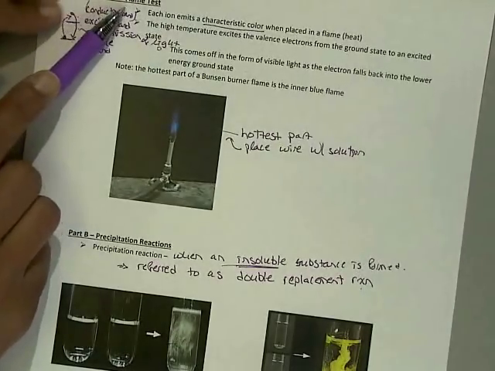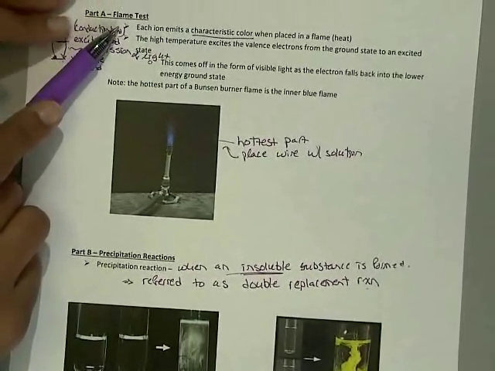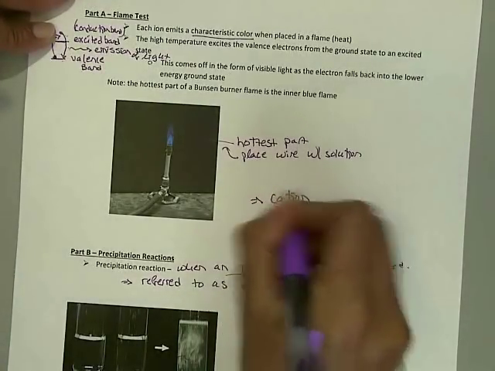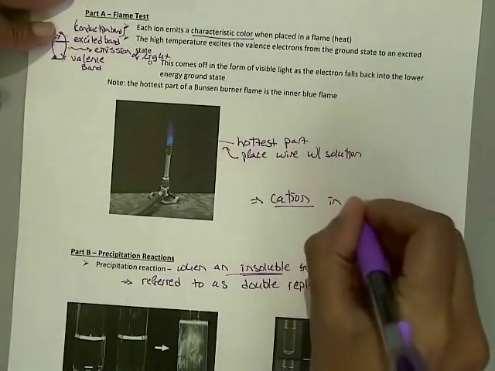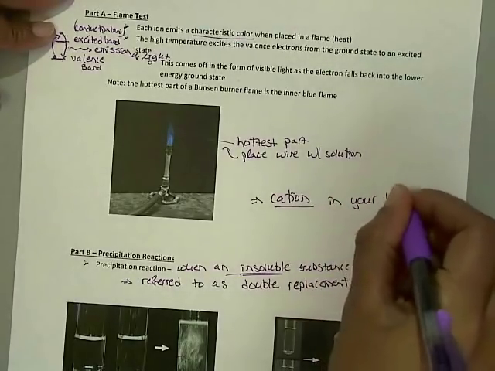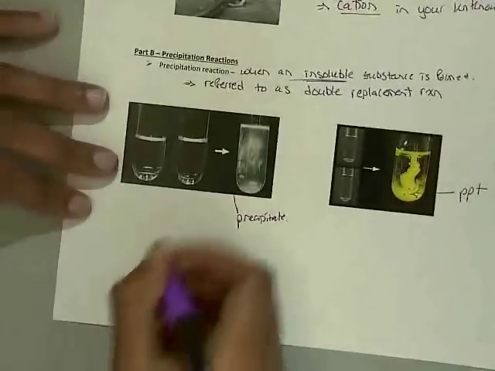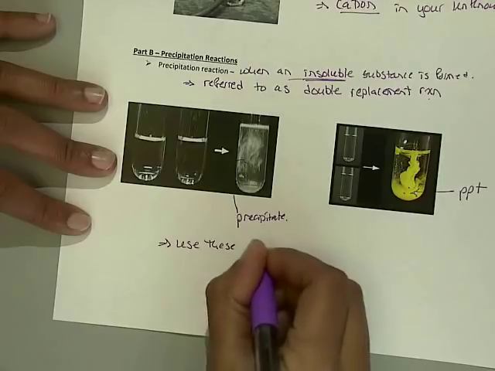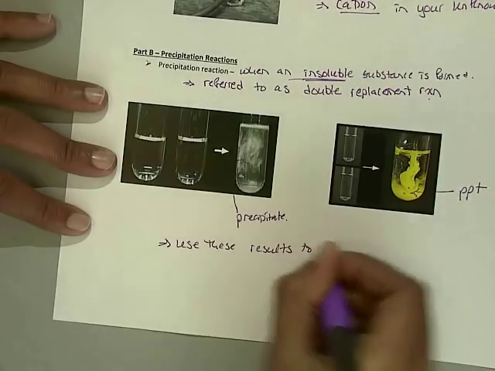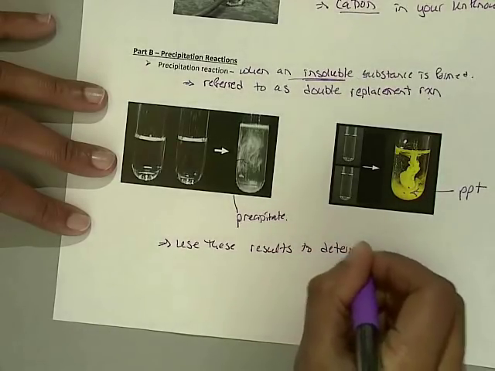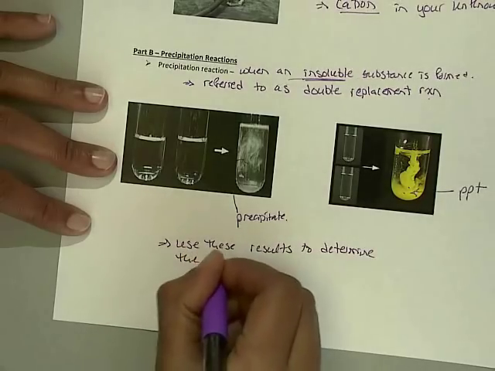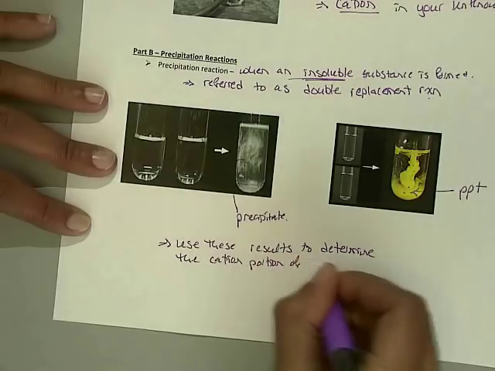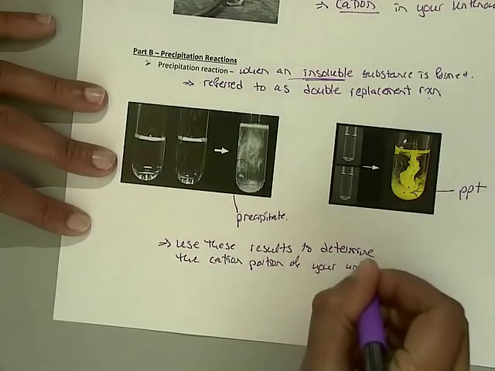So in part A, you're doing a flame test. In part A, it should help you to identify the cation in your unknown. In part B, you will also use these results to determine the cation portion of your unknown. And how is that the case?